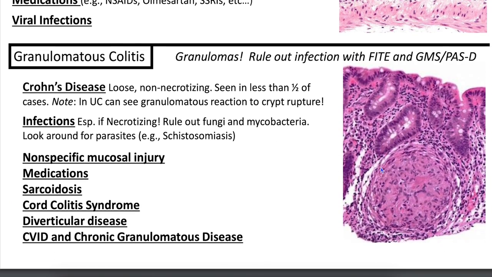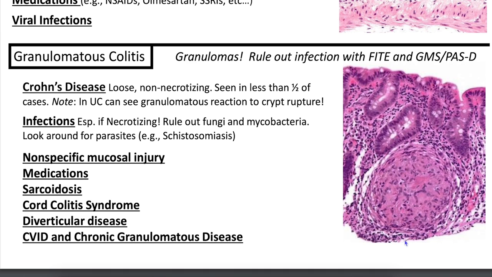Granulomatous colitis. So granulomas, as you can see here, this collection of histiocytes. You want to rule out infection with your FITE and GMS, PAS-D. You can see this in Crohn's. It'll be loose, non-necrotizing, seen in less than half of cases, however. In ulcerative colitis, you can see granulomatous reaction to crypt rupture, like mucin granulomas. Infections, especially if necrotizing, rule out fungi and mycobacteria, and look out for parasites, schistosomiasis.